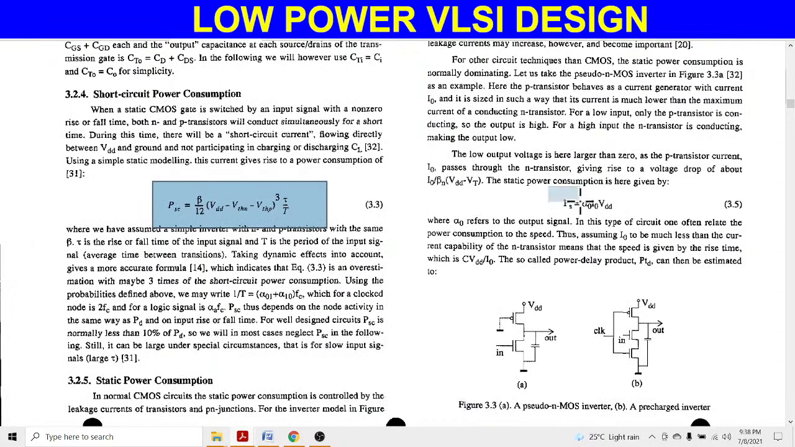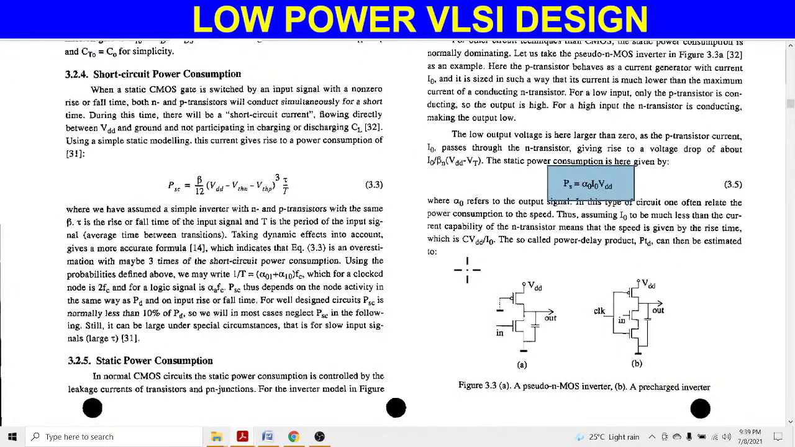Static power consumption is represented in the mathematical expression using alpha naught. Alpha naught is the data factor or switching factor, the switching probability. I is the leakage current, and VDD is the supply voltage. So this one is the mathematical expression for static power dissipation.